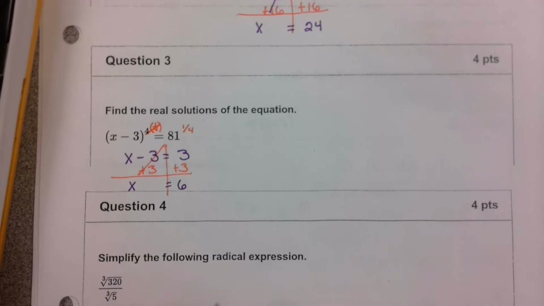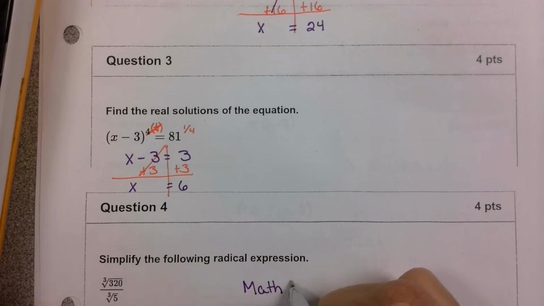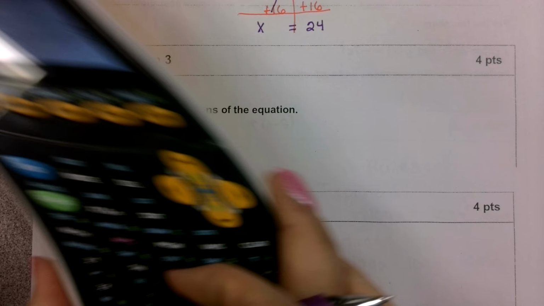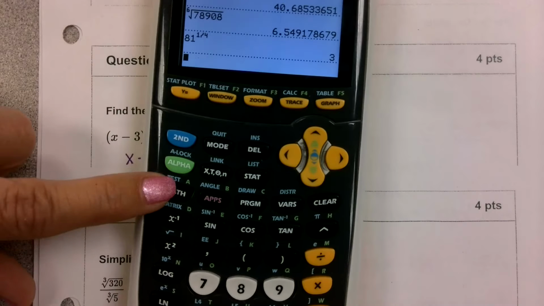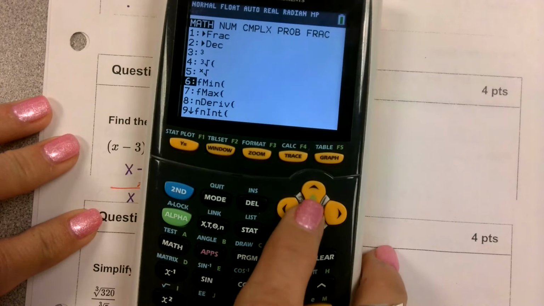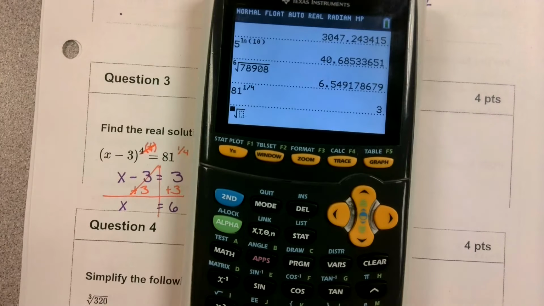Number 4. On here, you're going to do the same thing as we did on number 1. You're going to hit the math button and go down to number 5. So I'm going to hit that math button. I'm going to scroll down to number 5. Oops, number 5. And I'm going to plug in 3, move it over, 320.